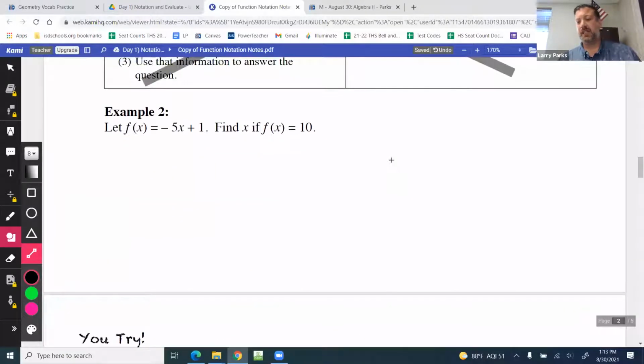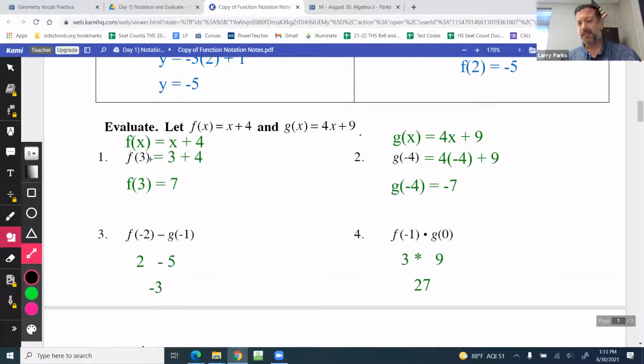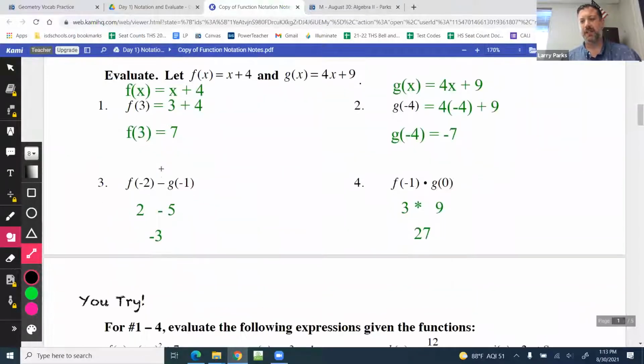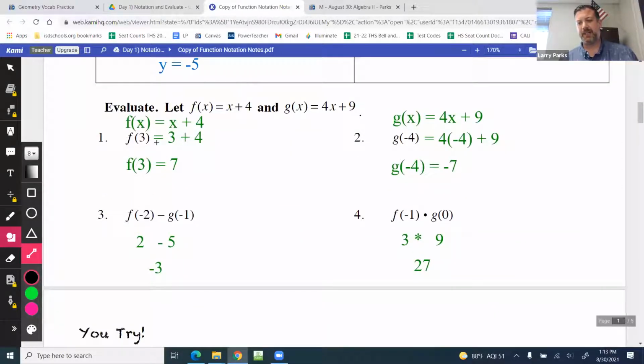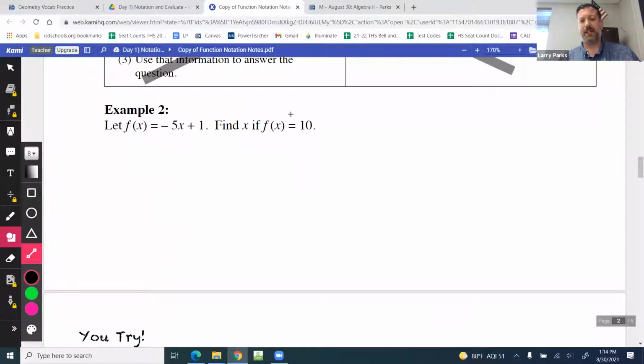All right, now example 2 is a little different. We have our function, f of x is negative 5x plus 1, but now they want us to find x. And they tell us the output. So they're saying, what do you put into the function to get back 10? So this one says f of x equals 10. Before, it said f of the number. So they want to know not what do you put in and what do you get out, but what do I need to put into this function to get this output. So what x value will make this 10? How can I get 10 back?